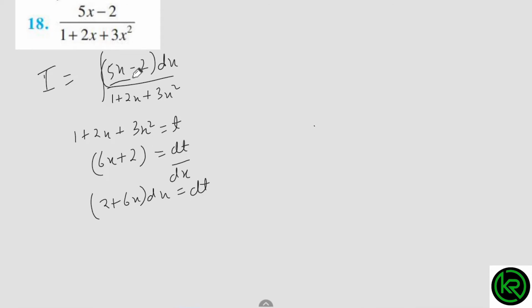But in the numerator you can see here 5x minus 2 is there. So in this case, students, we will use what?